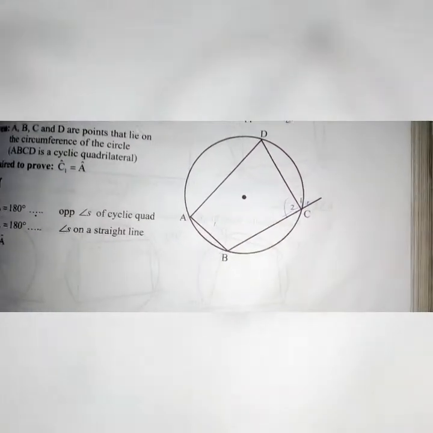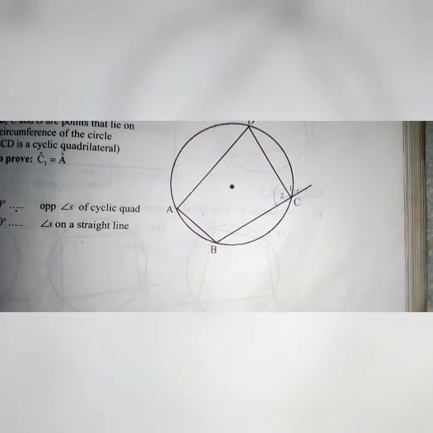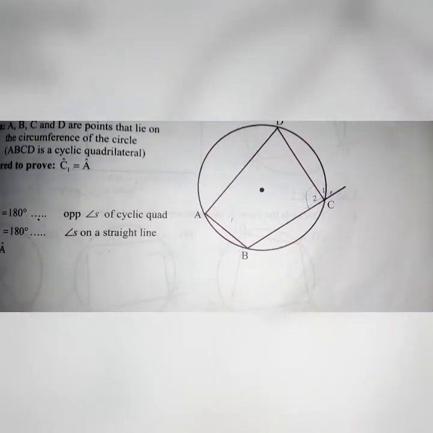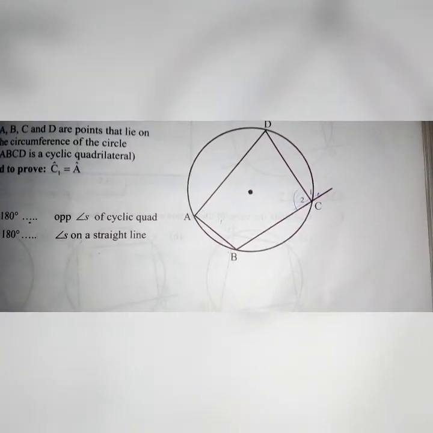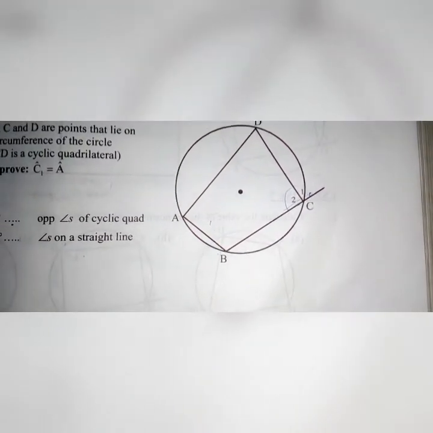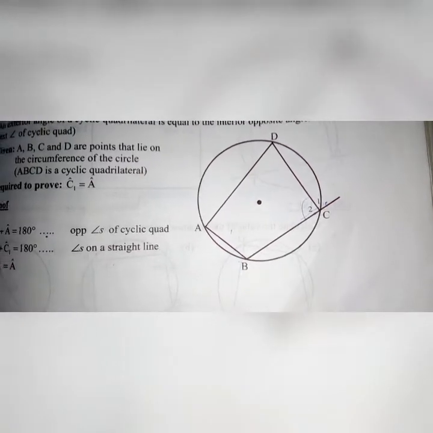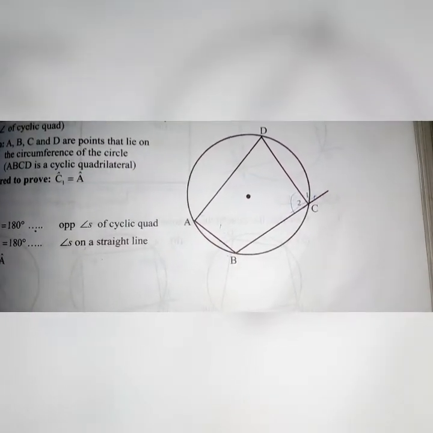So in this example, C1 is the exterior angle and it is opposite to A. So C1 is equal to A. The reason that we use when using this theorem is angles of a cyclic quad. Let's look at the converse of this theorem.